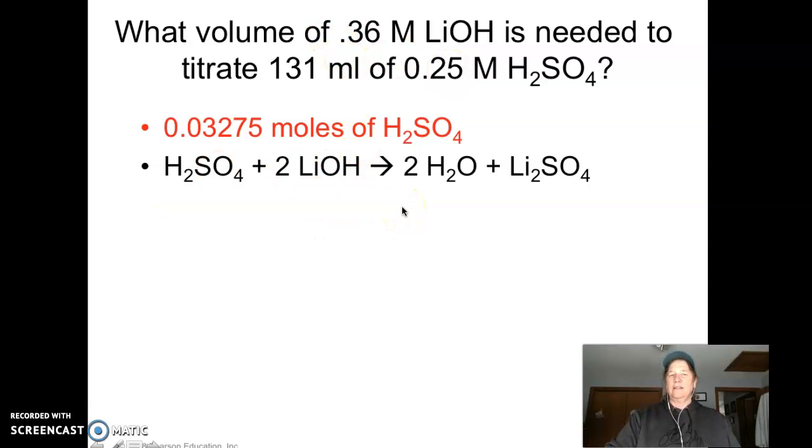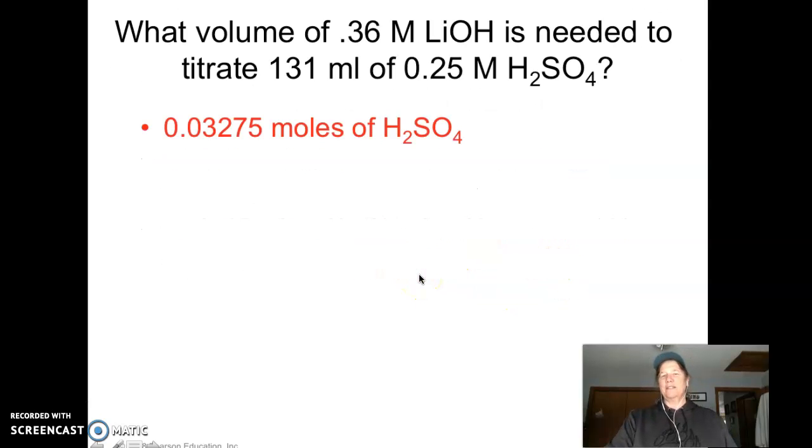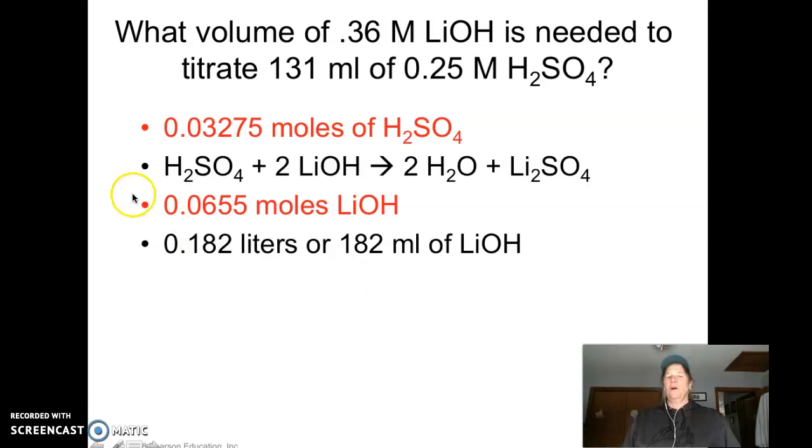So on these ones over here, we took our moles and we divided by our liters and I got molarity. Well, if you take your moles and you divide by molarity, you'll get liters. So it doesn't matter, you guys. It works the same. Okay, so I just took my moles and I divided by 0.36 and I got 0.182 liters. So that would be 182 milliliters. So if I take 182 milliliters of lithium hydroxide with this molarity and I add it to this acid, it'll be neutral. Okay, so you can figure it out on paper. You can actually do the titration, but you can figure it out on paper as well.